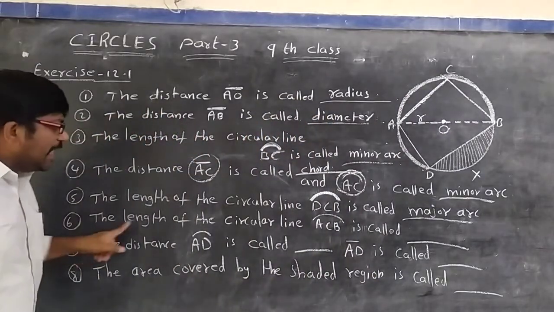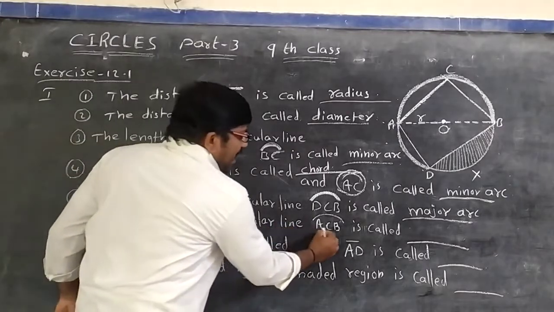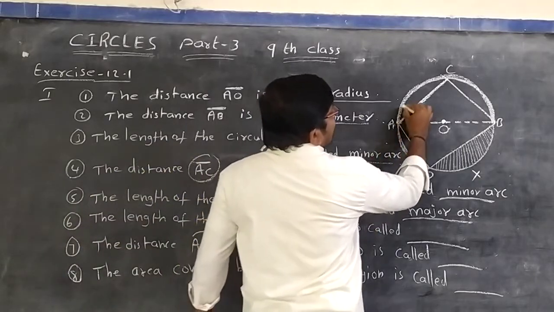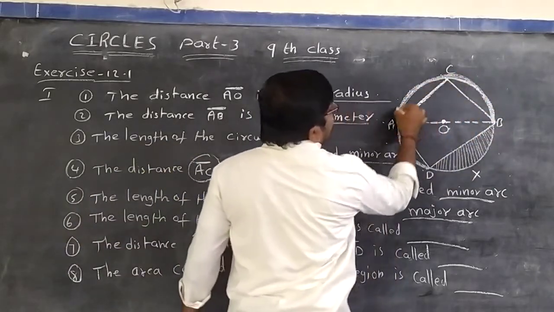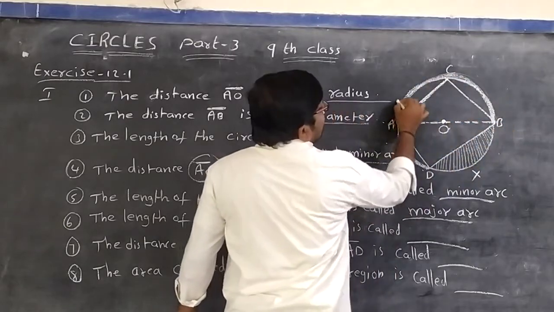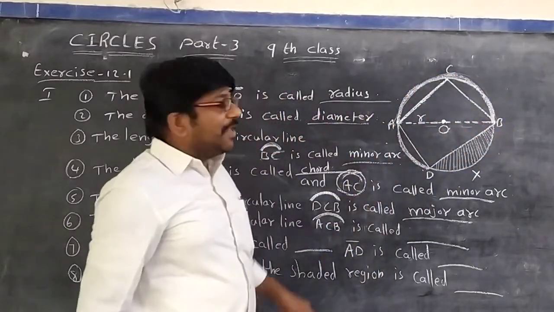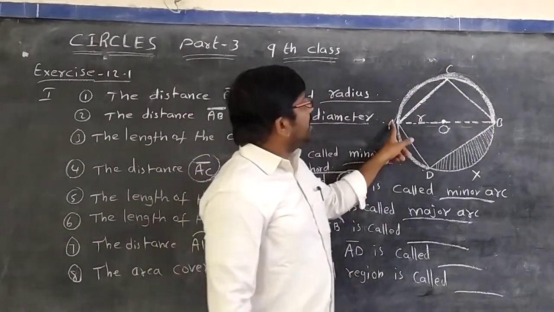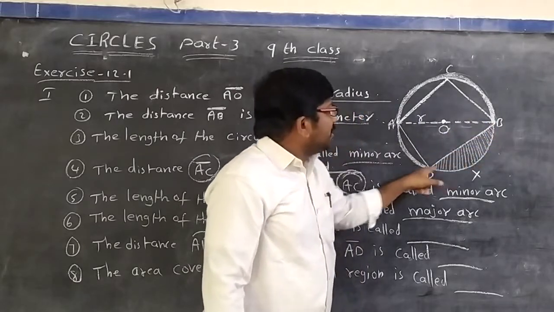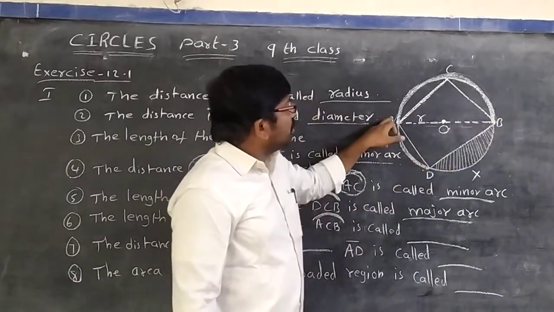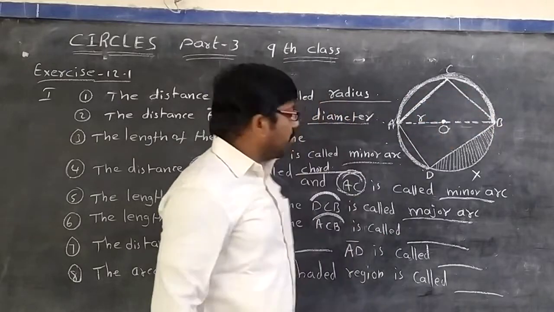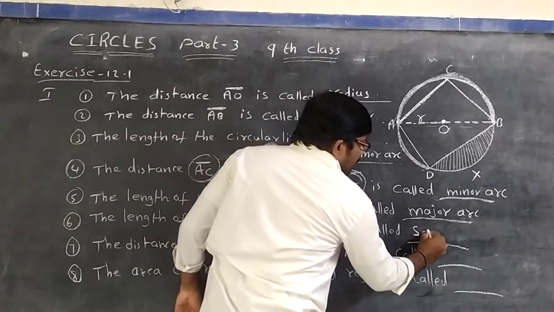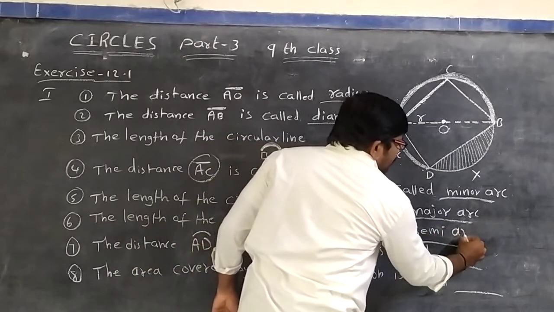Next, the length of the circular line ACB. ACB is called a semicircle. Observe carefully, ACB is a semi-arc. ACB is half of the circumference of the total circle. So ACB is a semi-arc, and it represents an arc.